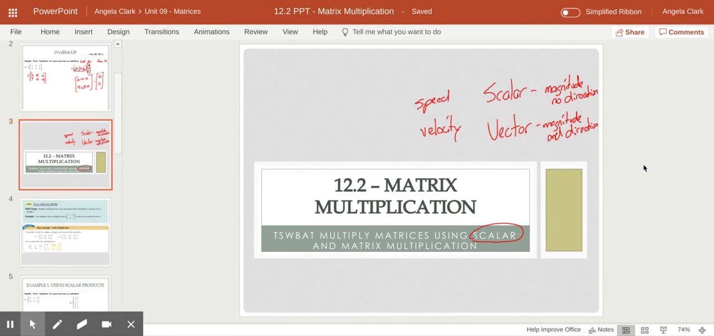Hey guys, welcome to 12.2. We're going to be talking about multiplying matrices using both scalar multiplication and matrix multiplication.